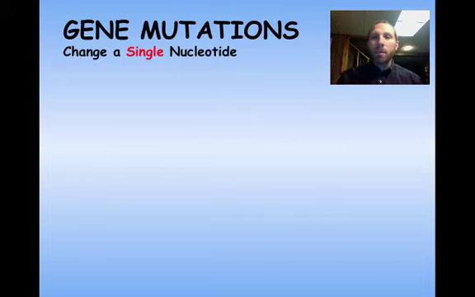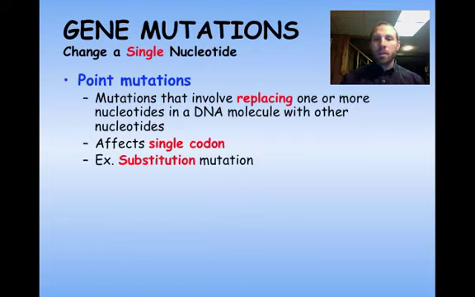So the first type of mutation that we're going to learn about is called a gene mutation. Now this is a category of mutations, and it's very important here, it's a change in just a single nucleotide in the sequence. One single nitrogen base gets changed in a gene mutation. There are two types of gene mutations.